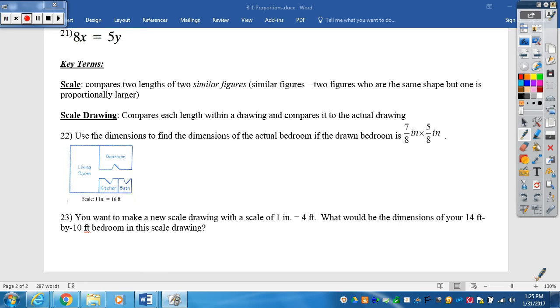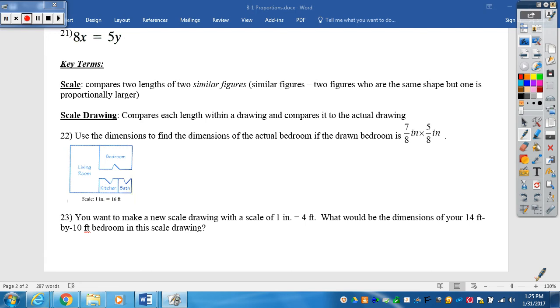So when we take a look at the problem here, here's what it says. Use the dimensions to find the dimensions of the actual bedroom if the drawn bedroom is 7/8 inch by 5/8 inch. Okay? Now, again, this is how I would set this up. And if you've already done it, I hope you have, you can compare your answers and see if my way of doing it's easier or not. You know, it doesn't matter. The end result and using good logic is the key.